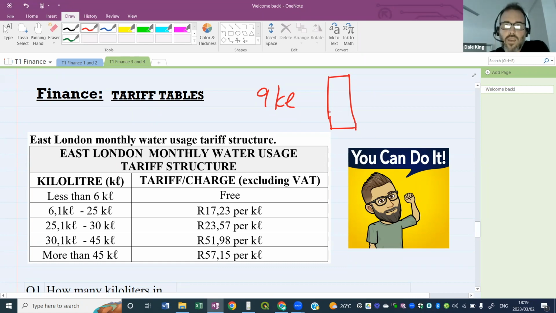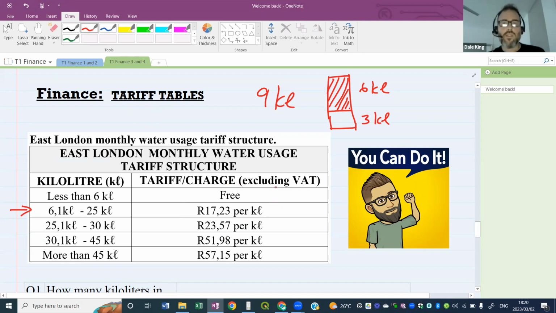They are going to say, take 6 kiloliters of that water, which is about that much. That amount of your monthly usage must be free. So that portion of your water usage, you're not going to get charged. It's 6 kiloliters, so this portion is free. But there's still another 3 kiloliters left of the water that you're using. What does that get charged at? The first 6 kiloliters is free. Then the next kiloliters that you're using depends on what bracket that is in. If you are in the 6.1 to 25 kiloliter bracket, everything in there is charged at 17 Rand 23. So these 3 kiloliters above 6 kiloliters must be charged at 17 Rand 23 per kiloliter.